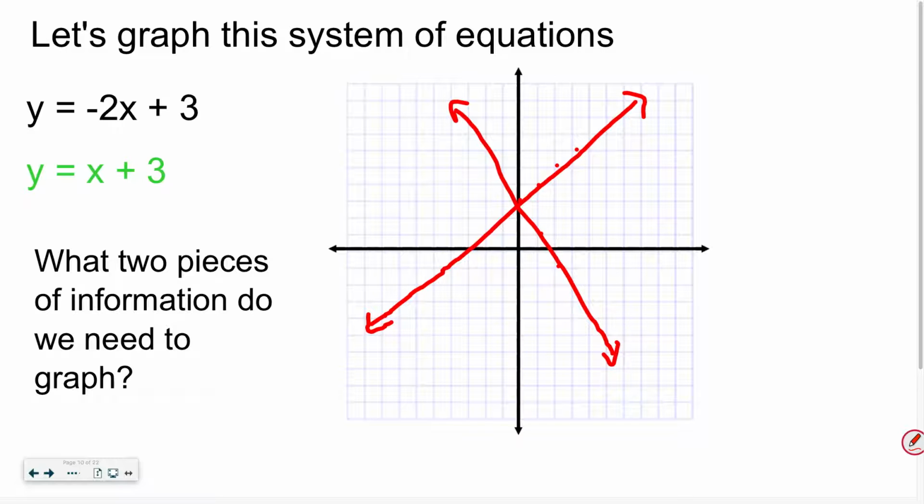Just by looking at that first equation, what do you know about the line? It's negative. So what does that tell you? The slope is negative. What does that tell you about the line? What's it going to look like? It's going down. Negative slope, the line's decreasing.